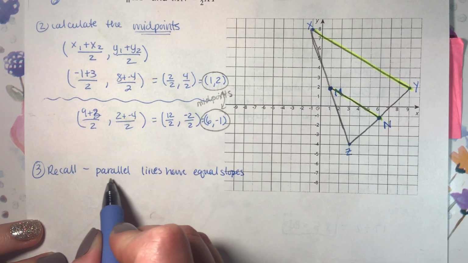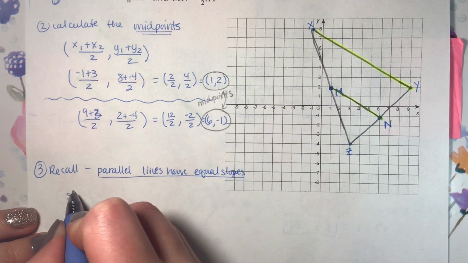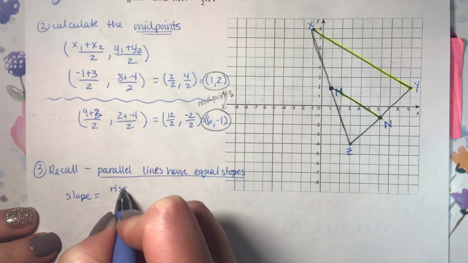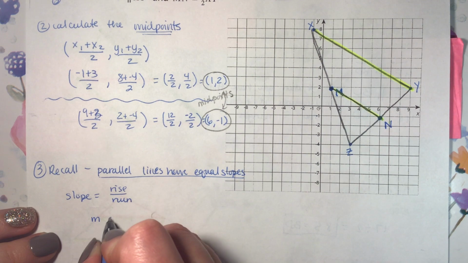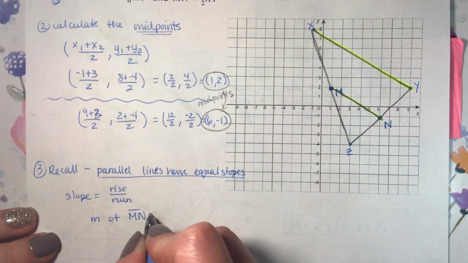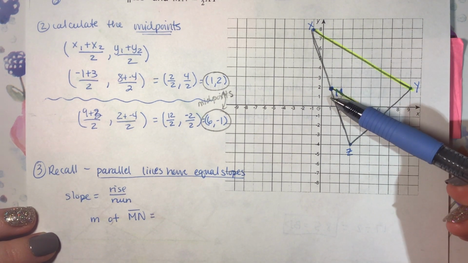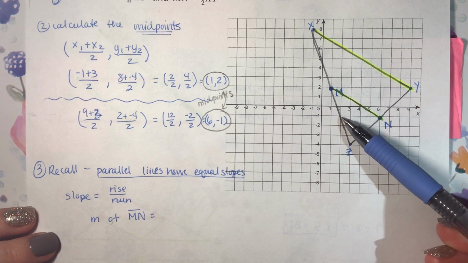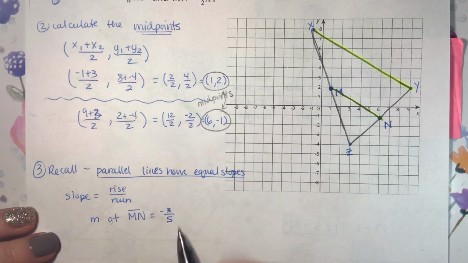Maybe it was 2 chapters ago. Parallel lines have equal slopes. So if I can figure out the slopes of these 2 lines, then I can determine if they're equal or not. Because I have a graph, I can easily count. Remember, slope is equal to rise over run. So I'm going to calculate the slope of MN. How far left and right do I have to go to get from M to N? So I go down 3, over 5. So MN has a slope of negative 3/5.